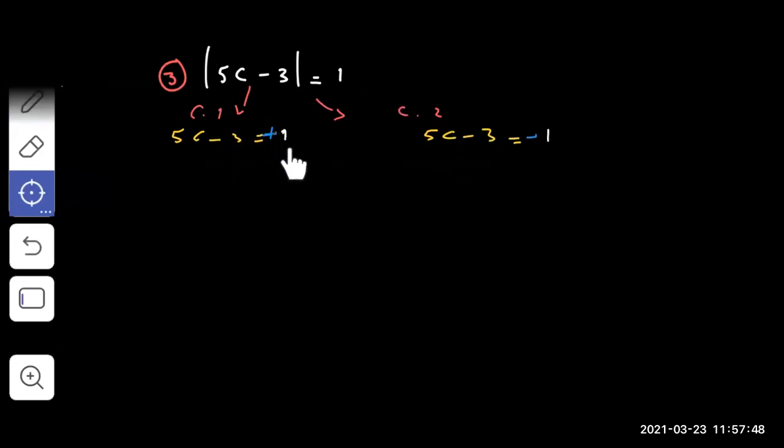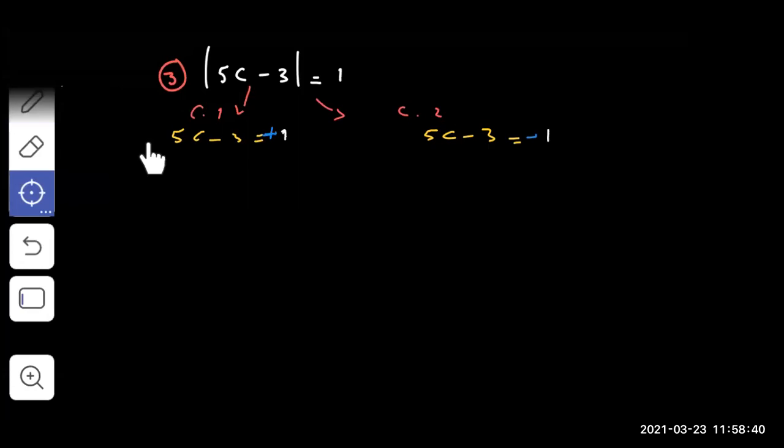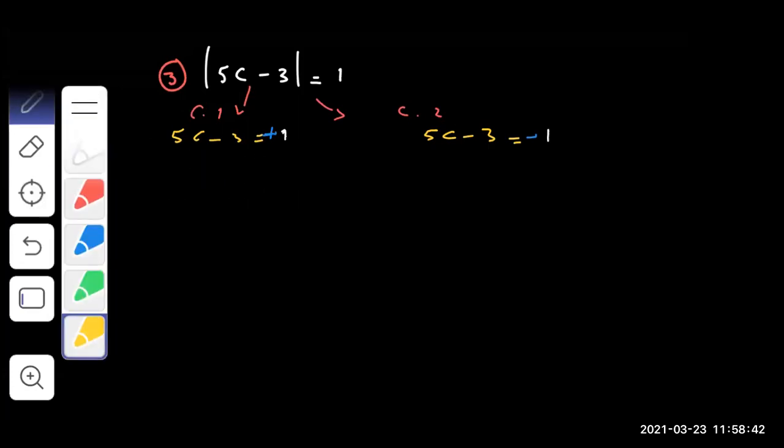One is positive and the other one will be negative. And then let the variable alone. Let's see. Okay, let's let C alone.